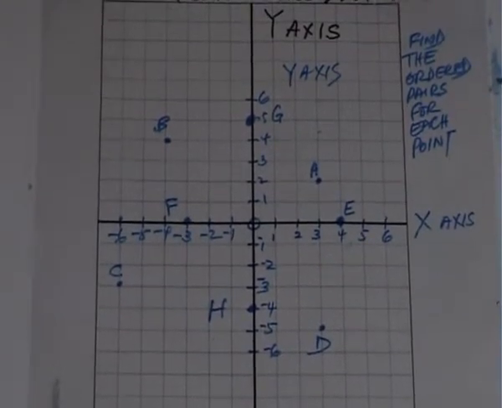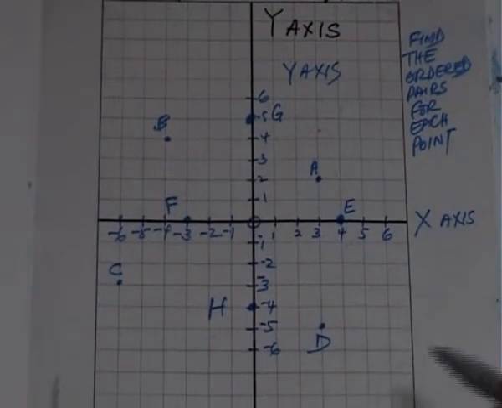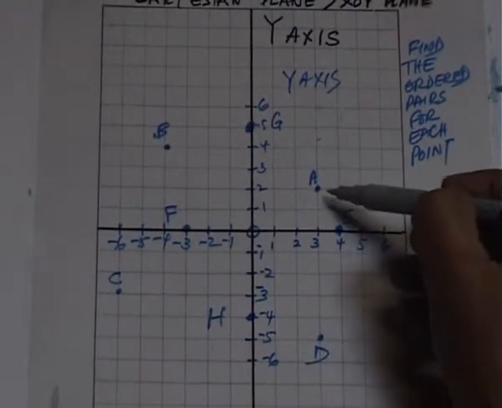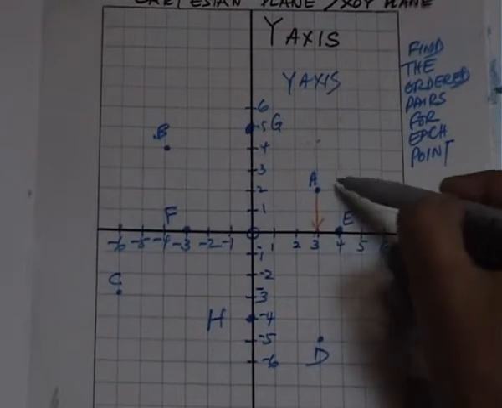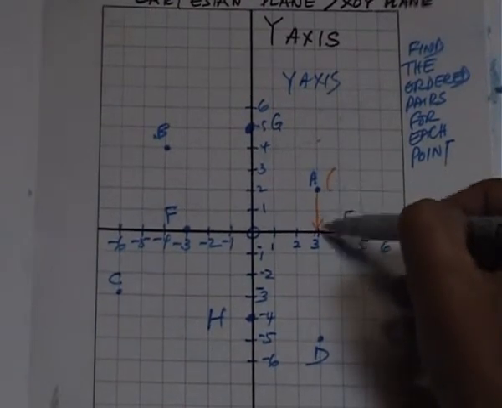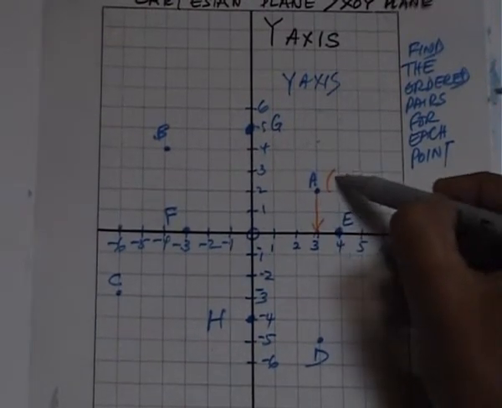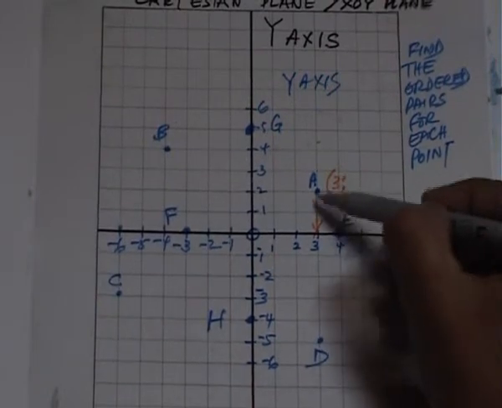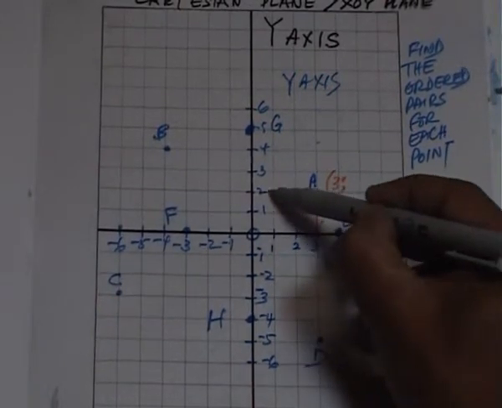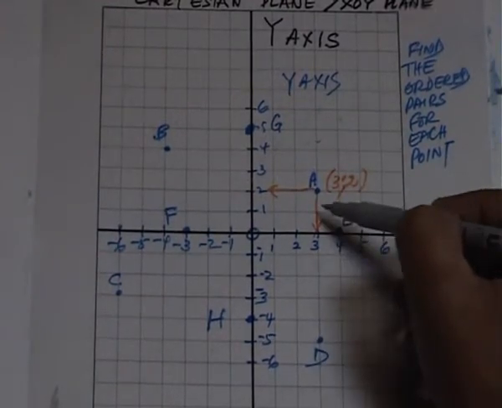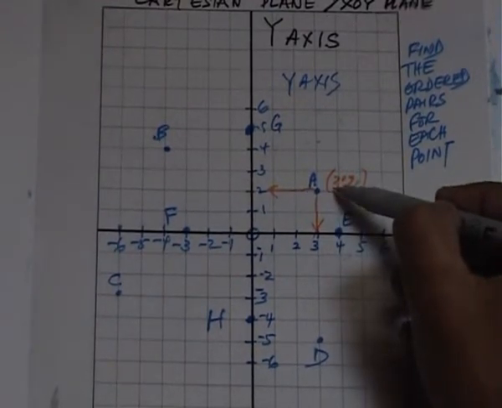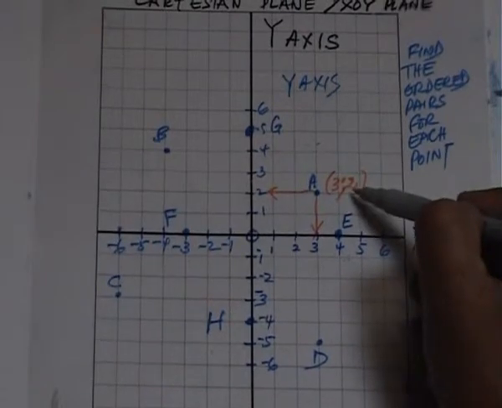Alright, you should have finished by now, and let's see. If we look at A, from A you went down to X. Now you don't have to draw these marks, I'm just drawing them to show it to you. It's 3, and then you went to Y, and Y is 2. So the ordered pair for A is (3, 2).